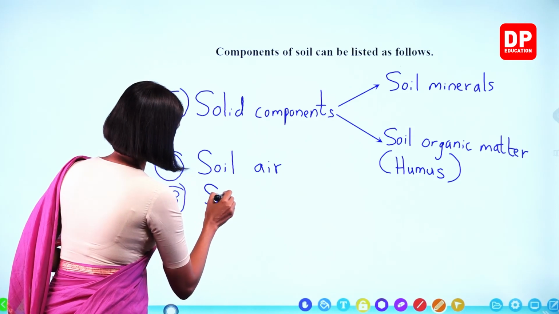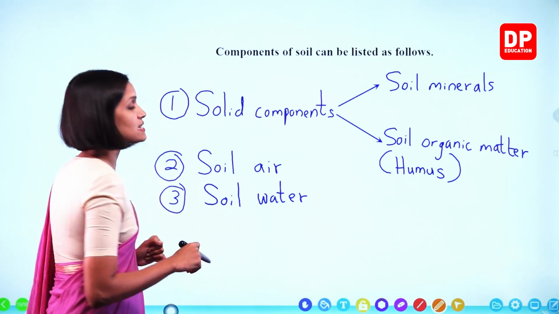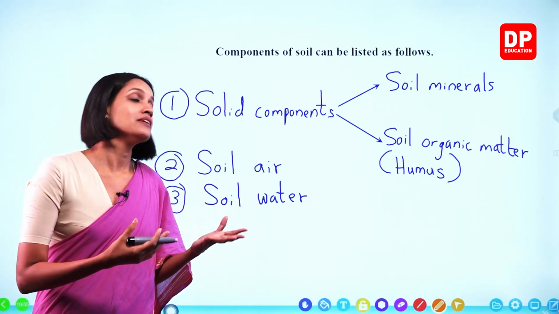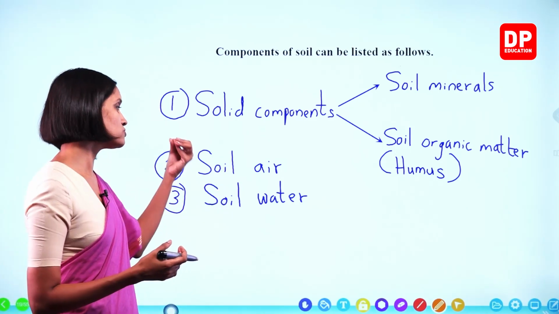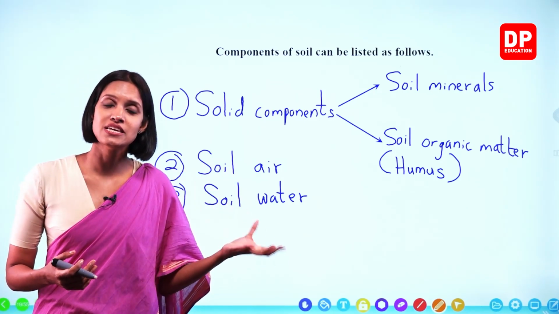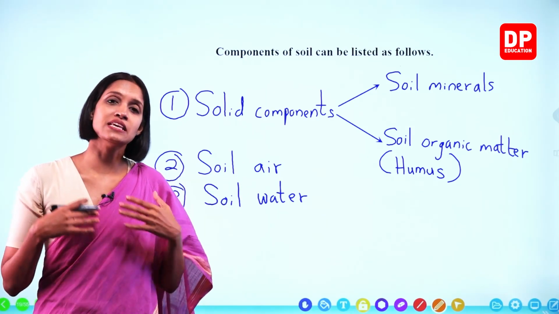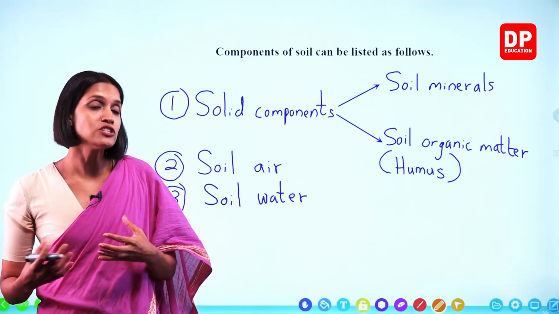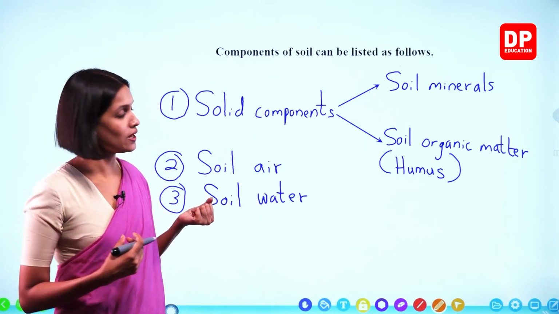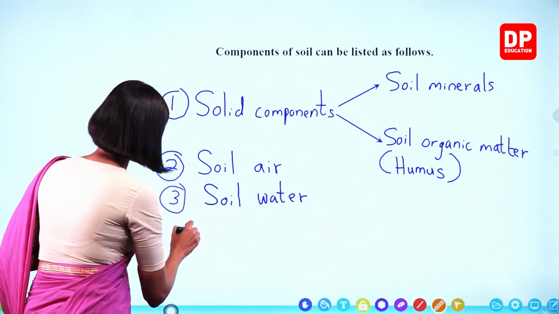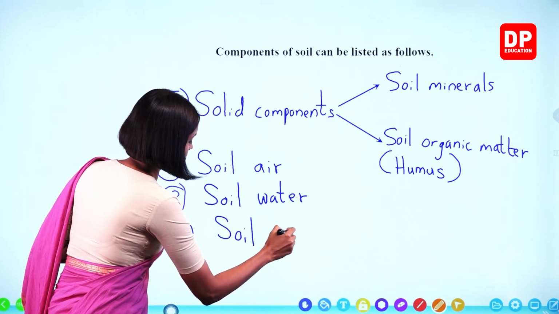Soil water. So now we know that certain types of soil can retain water well, and some other types of soil cannot retain water. So the amount of water present in the soil also changes from place to place and also from time to time. During drought seasons, even the nutrient-rich soils will dry up and the amount of soil water will decrease. So what is the fourth one? The fourth one is soil organisms.